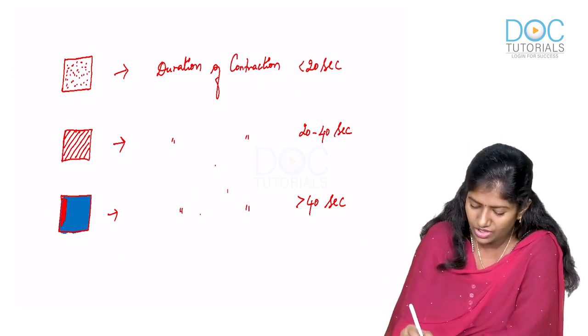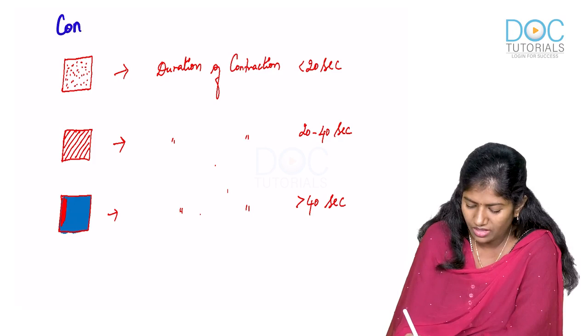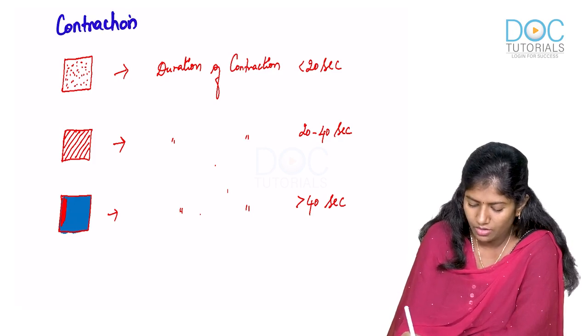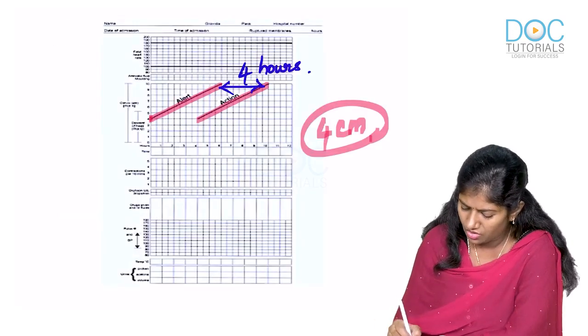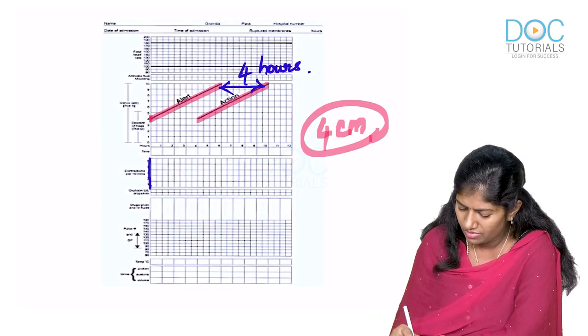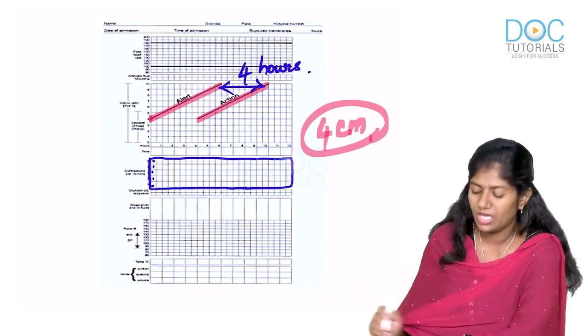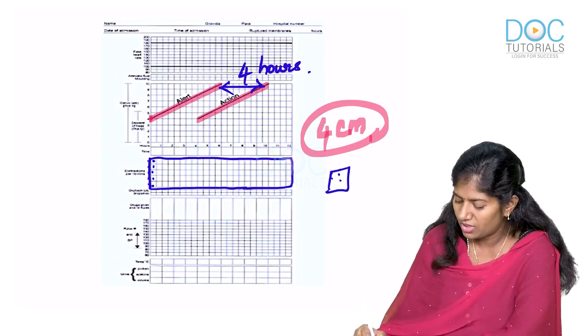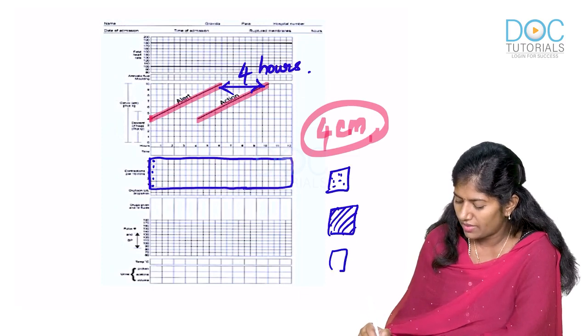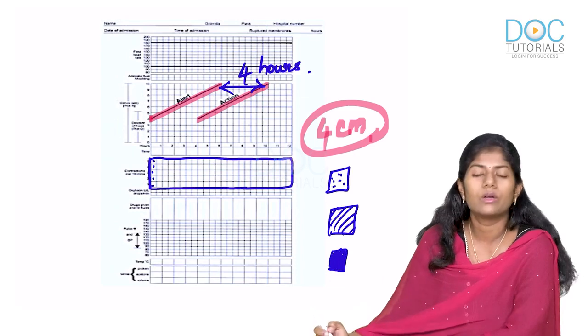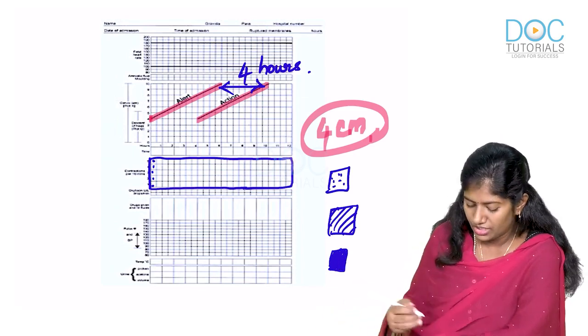If in the contraction column, see, this is the contraction column. This is where we usually mark the contractions. You can see there are 5 boxes in each column. Either they will be marked with dots, or marked with stripes, or completely shaded like this. Now what does each of them mean?